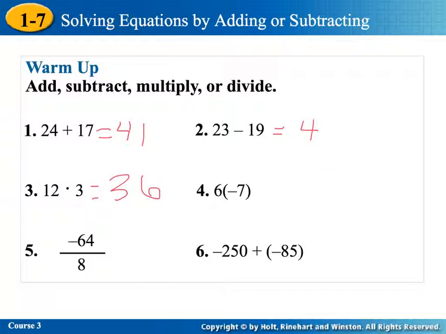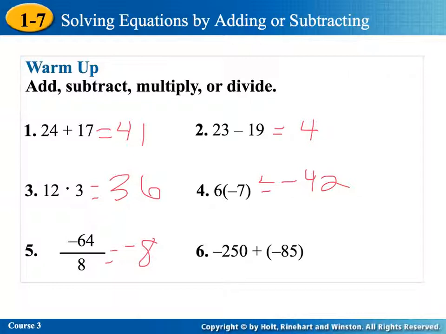6 times negative 7, what do you get? I don't know what you got, but I got negative 42. Make sure a positive times a negative is always a negative. Negative 64 divided by 8. Your answer is going to be negative. Why is it negative? Because a negative divided by a positive is a negative. Your answer is negative 8.